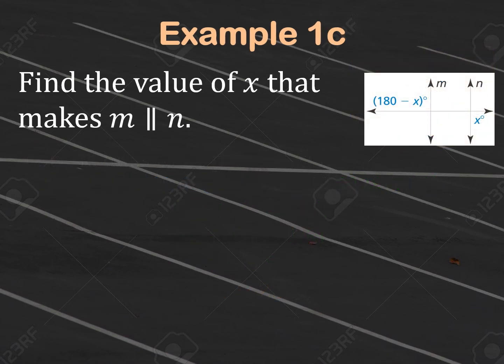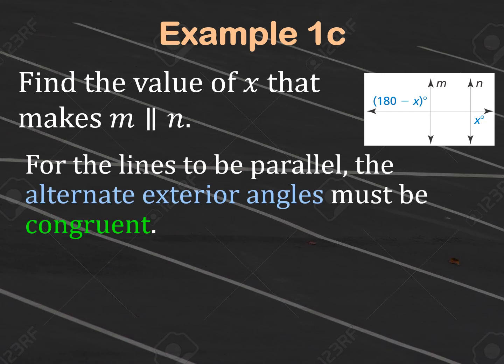1c, 180 minus x and x. Find the value of x that makes m parallel to n. What kind of angles are these? You'll have to know these are alternate exterior angles. So for the lines to be parallel, the 180 minus x angle has to equal the x angle.